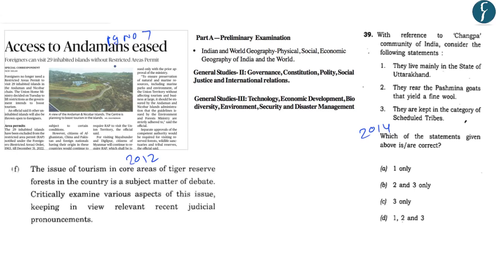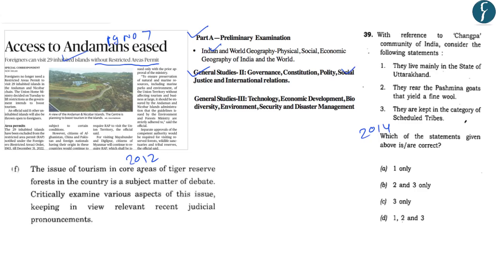The news article on page number 7 reads, the foreigners can visit 29 inhabited islands without the restricted access permit. So this topic will form a part of the preliminary examination syllabus under the topic Indian Geography. This is because the tribes of Andaman and Nicobar Islands are important for us from prelims point of view. Further, this will also form a part of the General Studies paper 2 under the topic Social Justice.